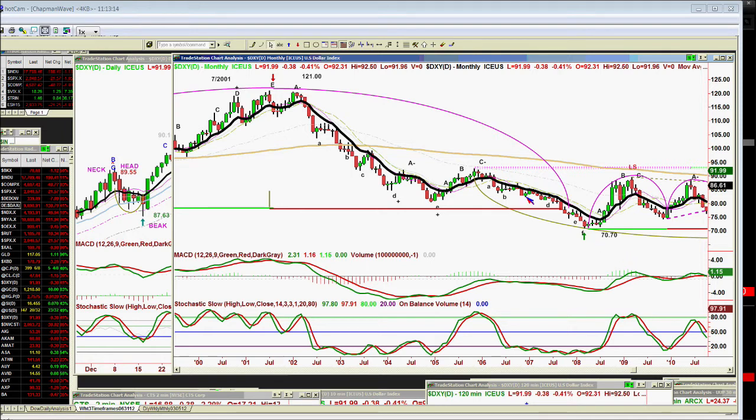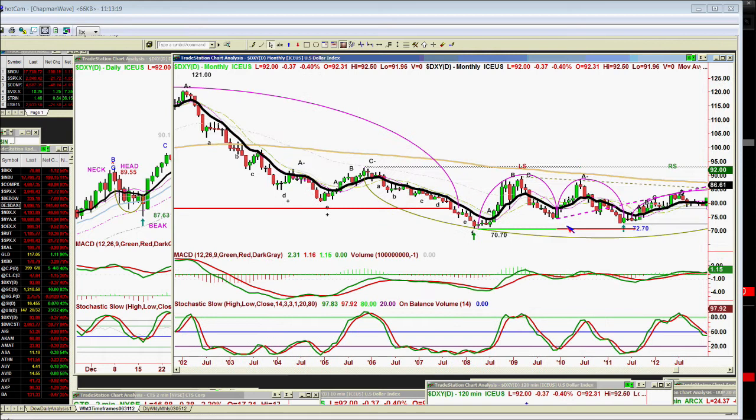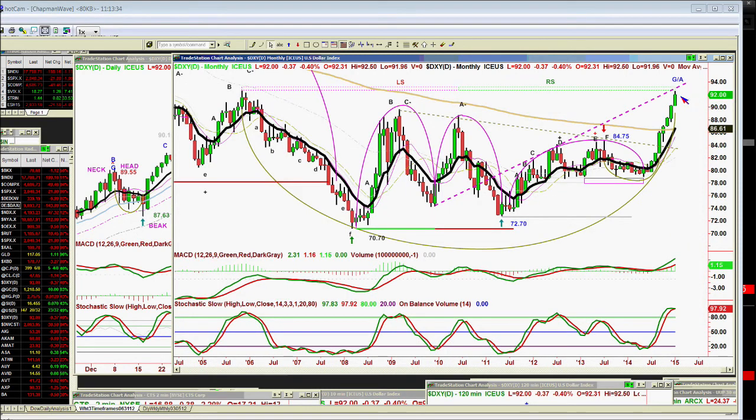Then we did the Chapman wave H formation that goes to an M, goes from 70.70, makes a higher high at 72.70, and has had a tremendous move up to today's high, which on a monthly basis hits exactly the left side high of November of 2005, 92.63. Interesting. I love the way that works.